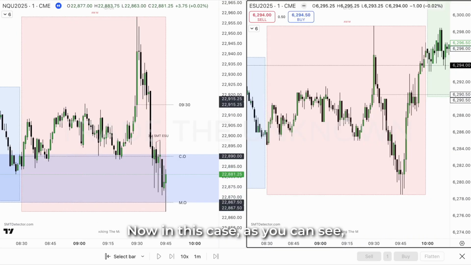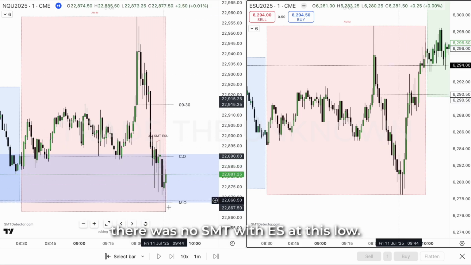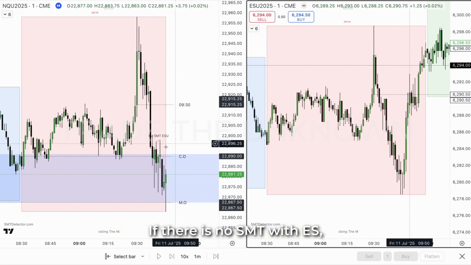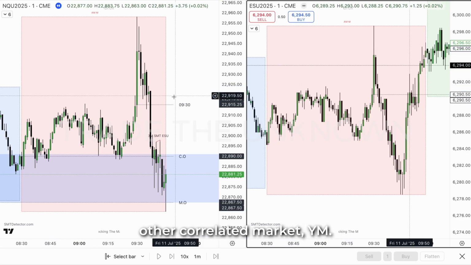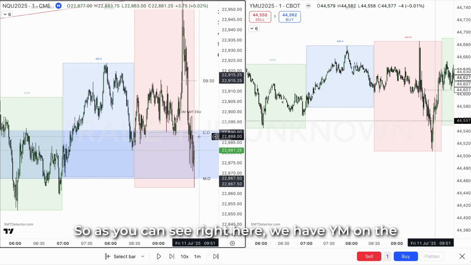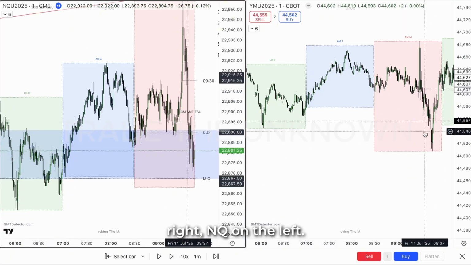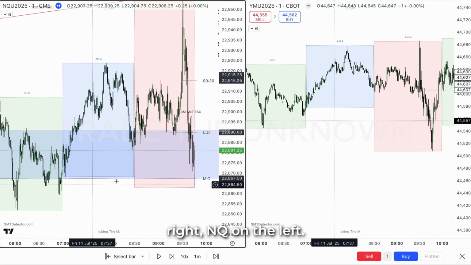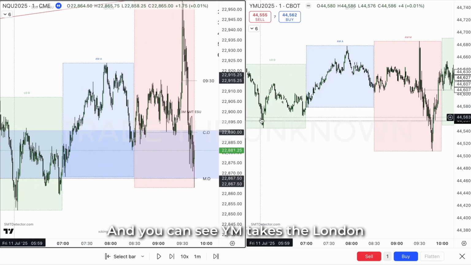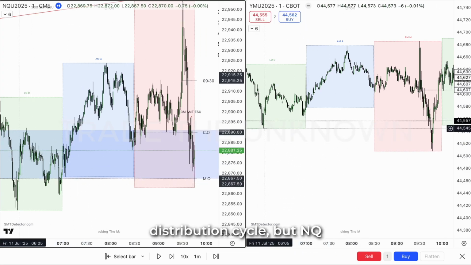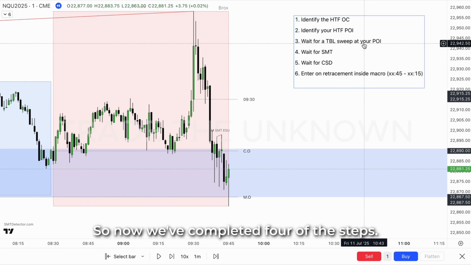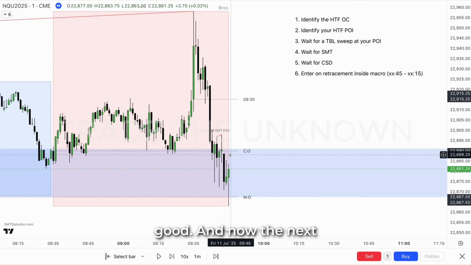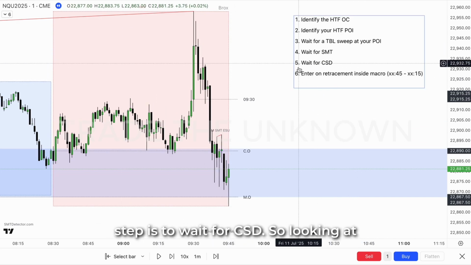Now in this case, as you can see, there was no SMT with ES at this low. If there is no SMT with ES, then we have to check with the other correlated market, YM. So as you can see right here, we have YM on the right, NQ on the left. And you can see YM takes the London distribution cycle, but NQ does not. So we have an SMT. So now we've completed 4 of the steps. Everything is looking good. And now the next step is to wait for CSD.